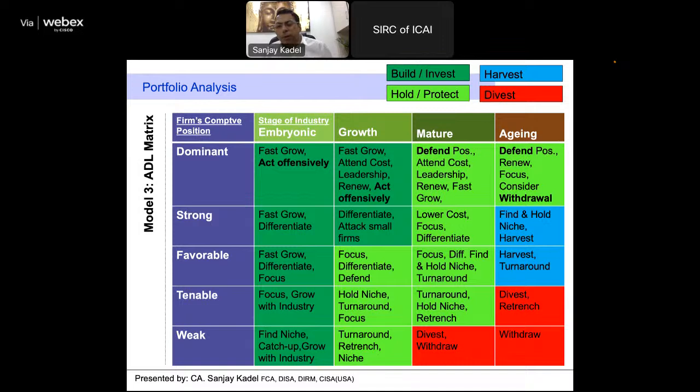Now, in the middle diagonal, you will see light green boxes. These boxes are related to hold strategies, or we can say protect strategies. So you will find strategies like defend position, hold niche, focus. These are all defending or holding strategies. Then towards the far right, you will find some harvest strategies, and towards the extreme right bottom corner, you will find divest strategies.